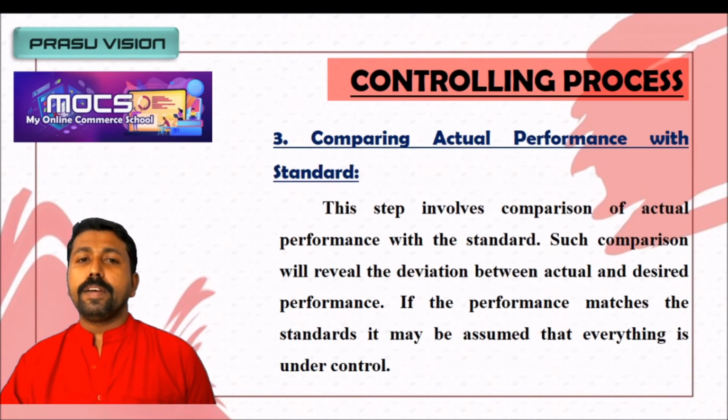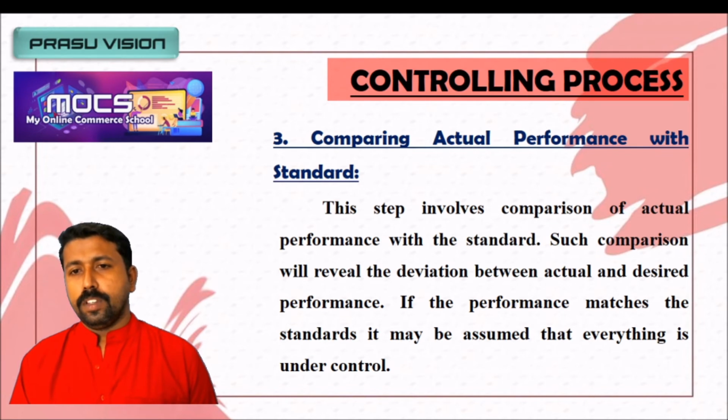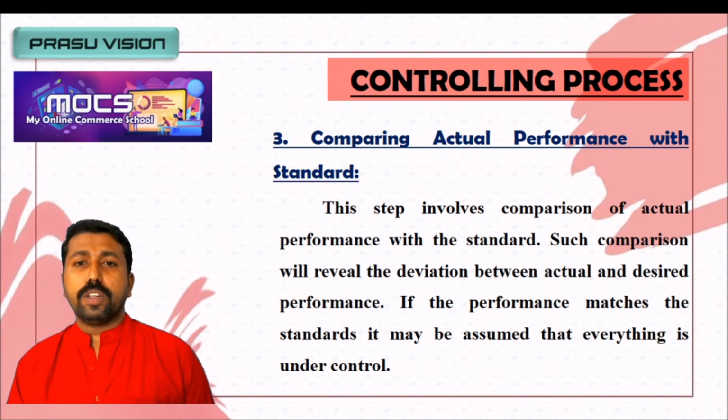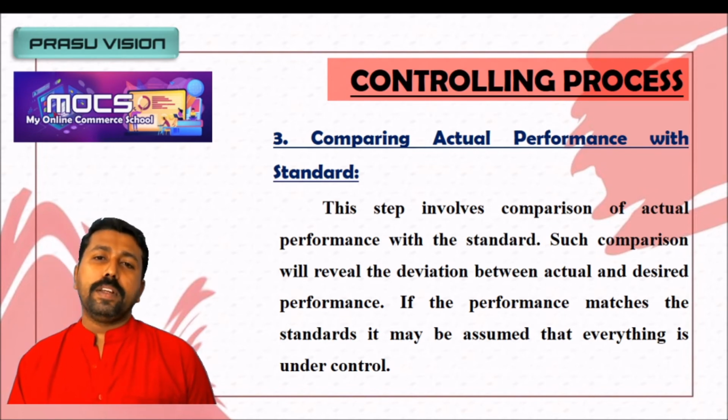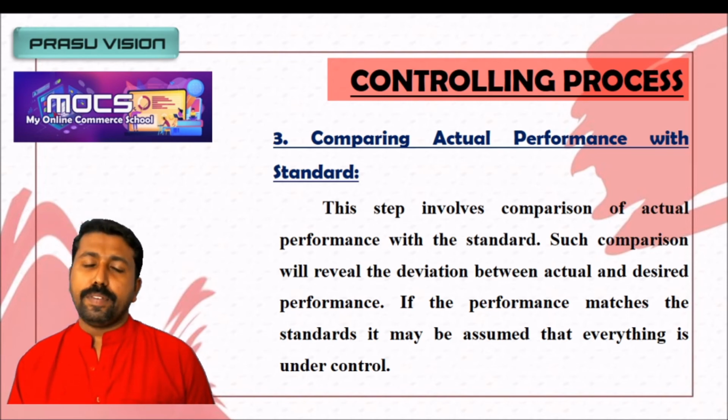And the third step includes, once the actual performance is analyzed, we can compare. So suppose we want to measure or control the performance of the organization, we can compare the actual performance. What is the current year's profit with the previous year's profit? That is comparison. Or we can compare our organization's performance with another organization's performance. So that is the standard.